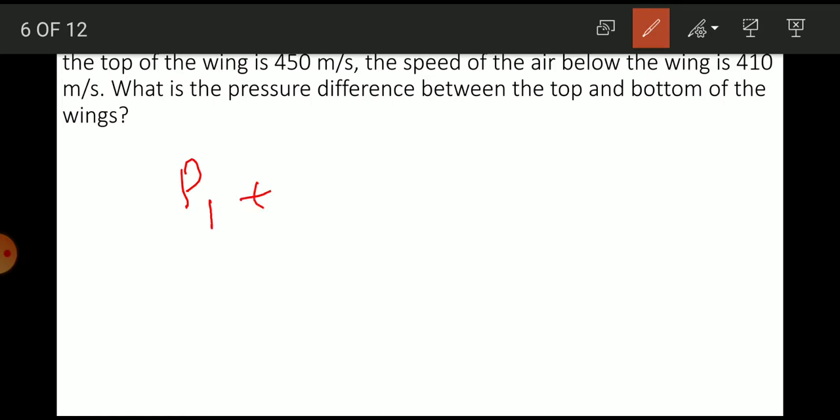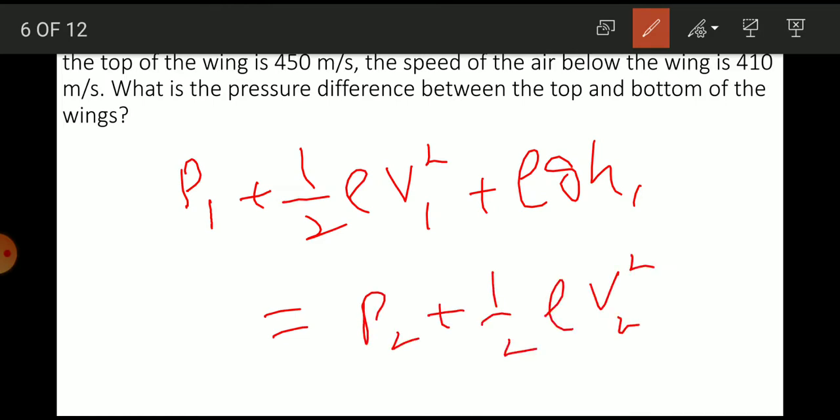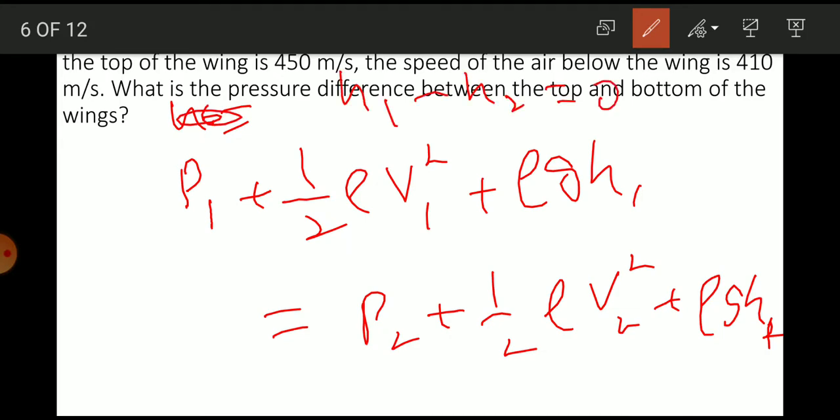You can do it with the Bernoulli equation also: P1 plus 1/2 rho V1 square plus rho g h1 is equal to P2 plus 1/2 rho V2 square plus rho g h2. Height should be ignored. The difference H1 minus H2 is equal to 0, so H1 will be equal to H2. Both are at the same height.